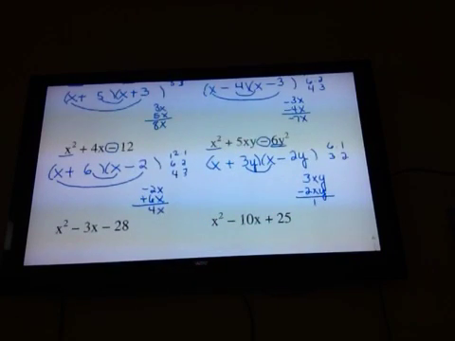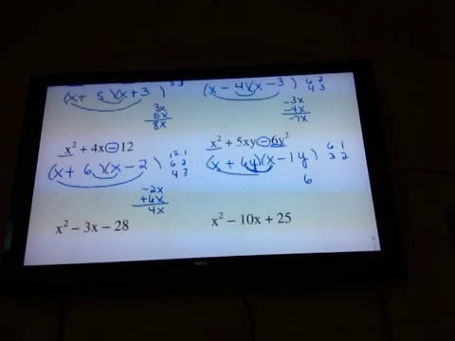So I'm going to erase my 3 and my 2. And I'm going to go with my 6 and 1. And try it again. So inner times inner is positive 6xy. Outer times outer is negative 1. Add those together, and now I've got my positive 5.